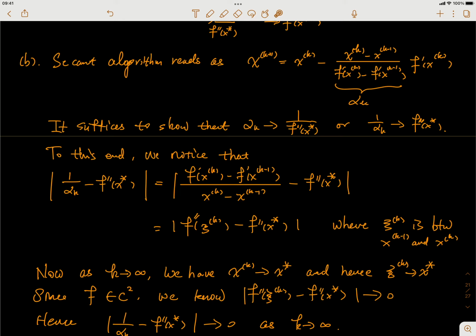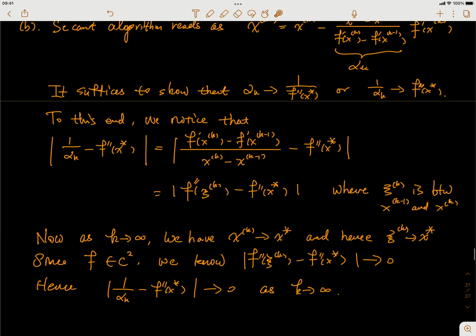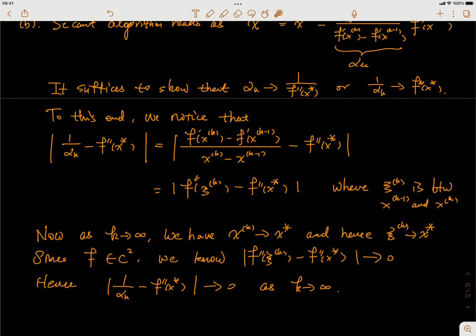Well, by the mean value theorem, this ratio should be equal to f double prime of ck, where ck is some number between these two. On the other hand, since xk converges to x star, the ck must converge to x star as well, right? Because the whole sequence converges to the point x star. If there's some point that's squeezed in between two terms in the sequence, then it will be brought to the same limit as well.